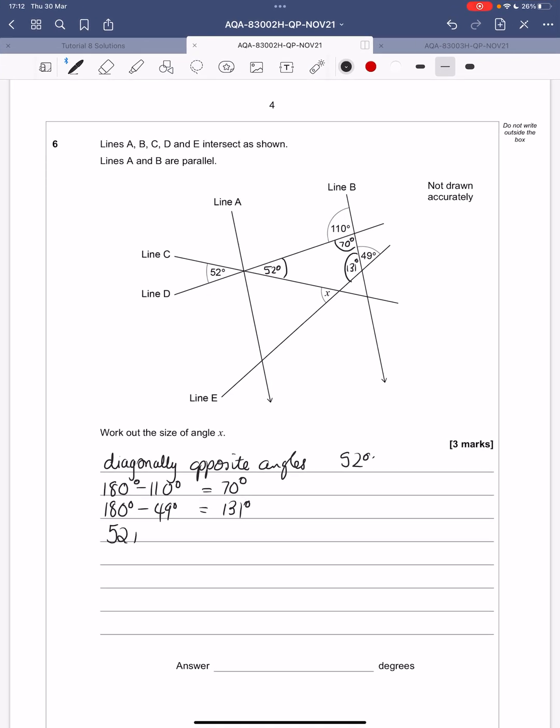So we've got 52 degrees plus 70 degrees plus 131 degrees. I'll do that on the calculator for the quick speed of time. 52 plus 70 plus 131 is 253 degrees. So that means that angle there, 360 degrees, take away 253 degrees, 107 degrees. So eventually we get to X now. If that's 107, X is 180. But these two have to add up to 180. Take away 107 degrees, which is 73 degrees.